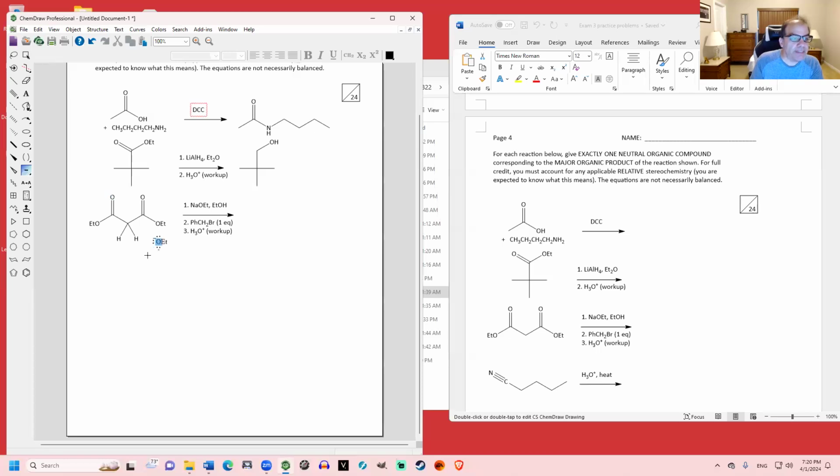So remember, NaOEt is EtO minus. That's very important that you know that. And the ethoxide pulls off one of these protons. And you get the enolate. You don't have to draw all this. I'm just showing you how the reaction happens. I'll point out when we get to the final answer. But you do make the enolate.